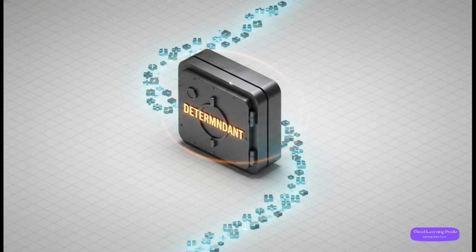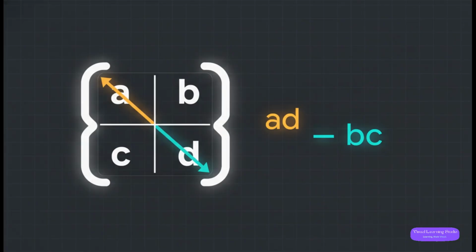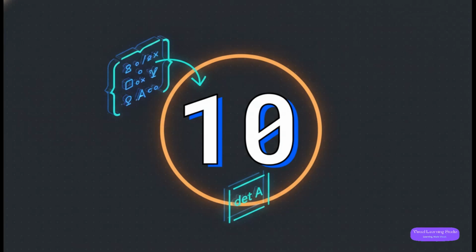Okay, now for the main event. Let's talk about the determinant. So what is it? A determinant is just a single number you get from a square matrix. For a 2x2 matrix, the pattern is just a simple cross multiplication. It's AD minus BC. So here we do 3 times 4 minus 2 times 1. That's 12 minus 2. And that leaves us with 10. That's the determinant. Simple as that.